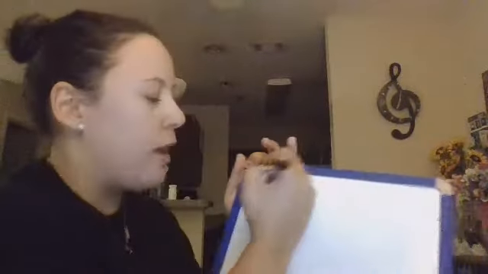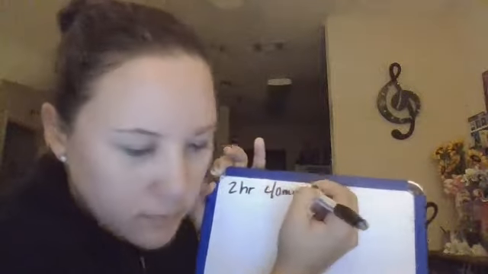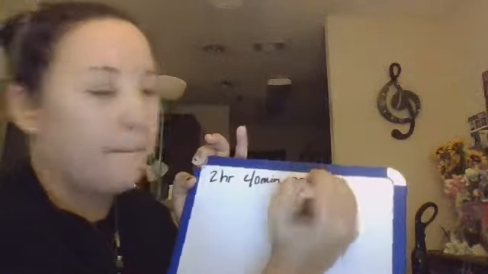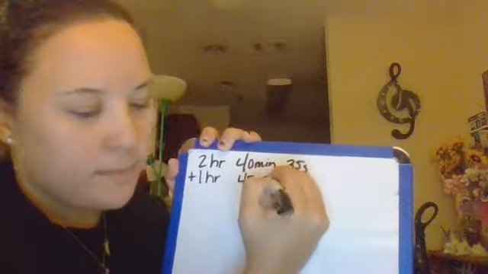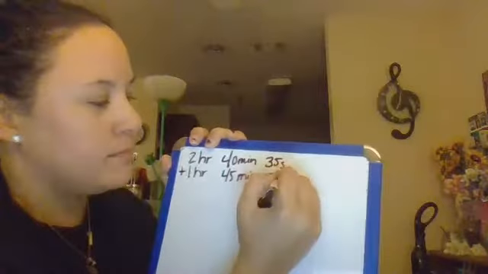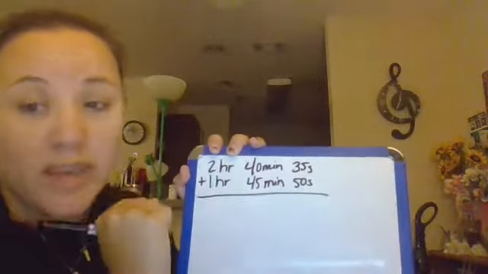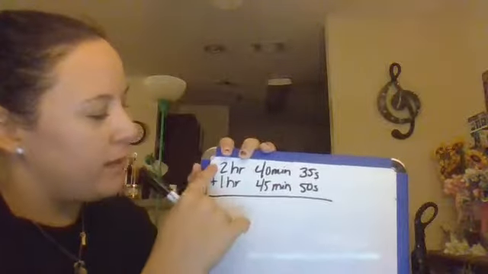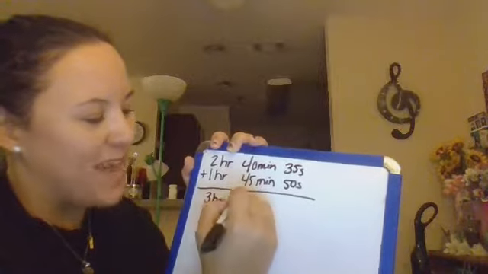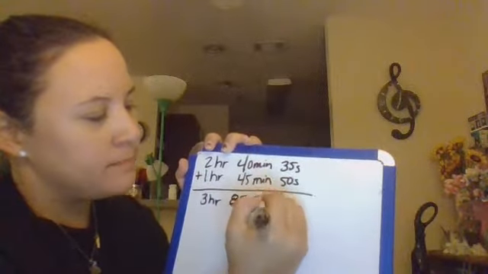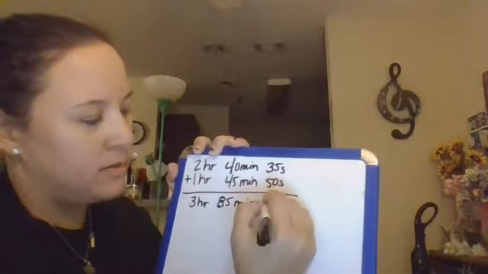All right, so we have 2 hours, 40 minutes, 35 seconds, plus 1 hour, 45 minutes, 50 seconds. So again, the first thing we're going to do is just add straight down. So we have 2 plus 1 is 3 hours. 40 plus 45 is going to be 85 minutes. And then we will have 85 seconds.